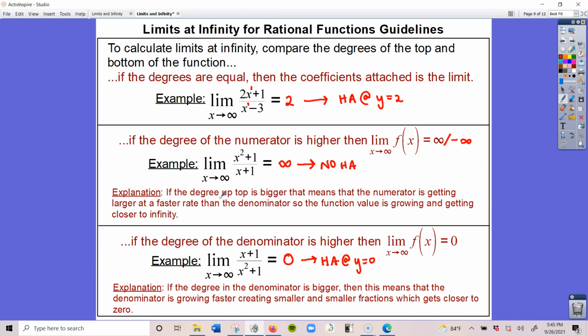And below all of these limits, I have an explanation as to why this is true. If the degree in the numerator is larger, then that means that the numerator is going to get larger at a much faster rate than the denominator. So the function value is only growing and getting closer to infinity or negative infinity, meaning that there is no horizontal line blocking that function. Whereas if the denominator is growing at a much faster rate than the numerator, then we're getting smaller and smaller fractions, and smaller and smaller fractions keep approaching 0.